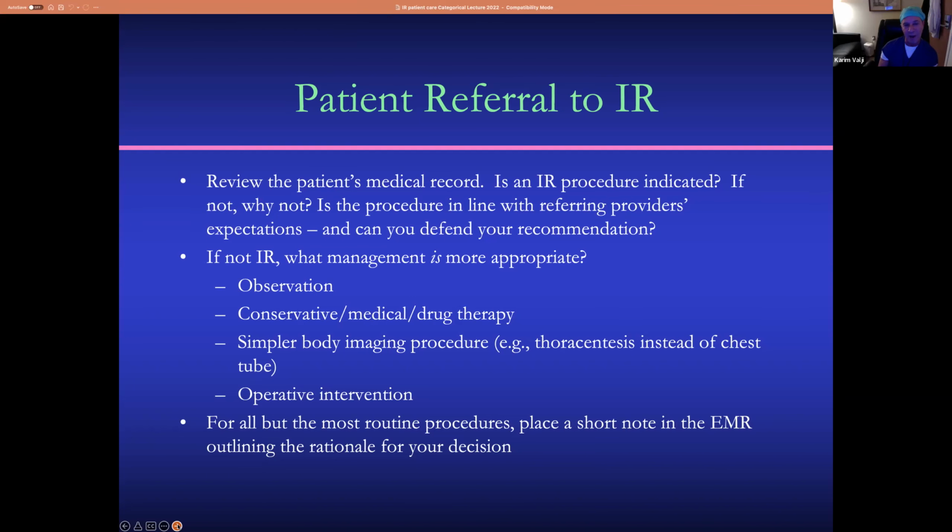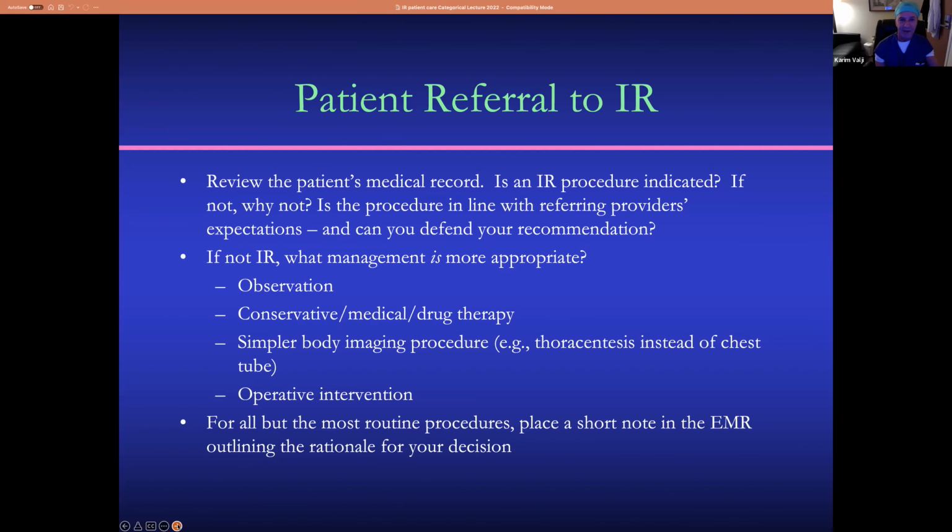If it's not, why not? Not just because you don't want to do it. There's got to be a reason. And is a procedure you imagine in line with the referring provider's expectations? You want to make sure that what you're planning on doing works with what they want or expect, and if not, that you align those two. And you need to be able to defend your recommendations. When you say, I don't want to do a thoracentesis, or I don't want to do a TIPS, or I don't want to do an abscess drainage, why? You should be able to, based on literature and experience, say this is the reason.